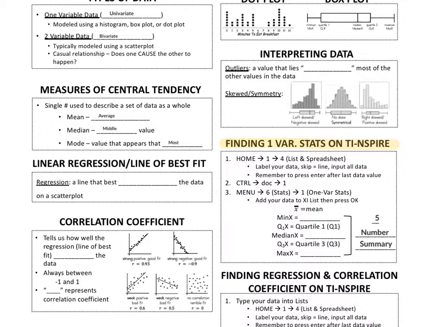On the calculator, when you see an X bar, which is this guy right here, that means the mean or the average. Also in that list is going to be the min X. That one's a little more intuitive, and that stands for your minimum. Q1X stands for your quartile 1. Median X stands for your median. Q3X is your quartile 3, and max X is your maximum.